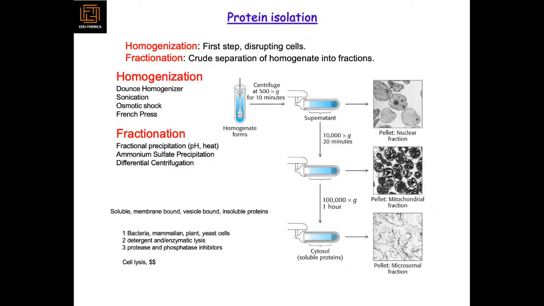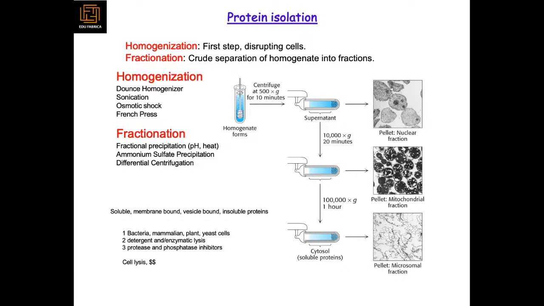Then how to isolate these proteins? In order to isolate proteins, the first step is to disrupt your cells, to remove the cell membrane. And then we have to do fractionation, to separate the various fractions of the cells, different parts like nuclear, mitochondrial, Golgi, microsomal fractions. So we do the fractionation.